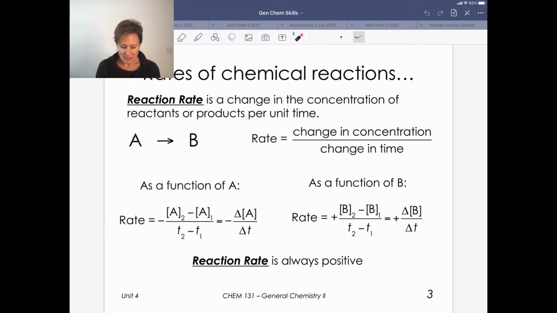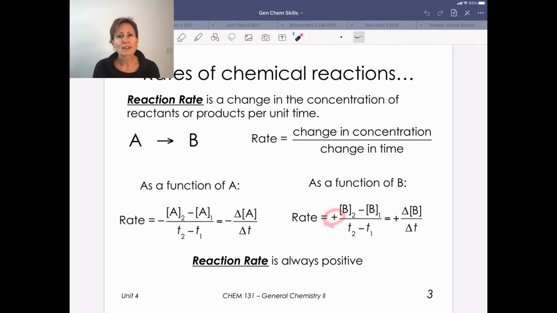So let's see if this makes sense here, right? If we're talking about the disappearance of a reactant, that means the concentration at time 2 is going to be a smaller number than we started out with. So smaller number minus larger number is going to be negative. That's why we need this negative here. So at the end, we end up with a positive value for reaction rate. Reaction rate is always positive. As a function of a product that's appearing, now the product that we have at time 2, that later time, is going to be a larger number. So final minus initial gives us something that's positive.